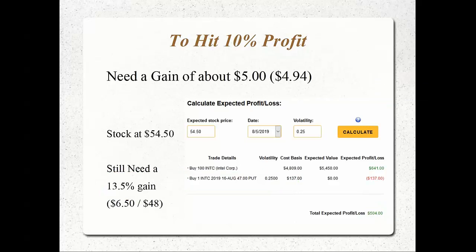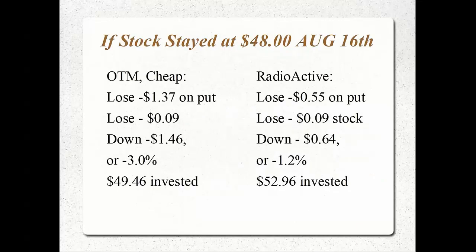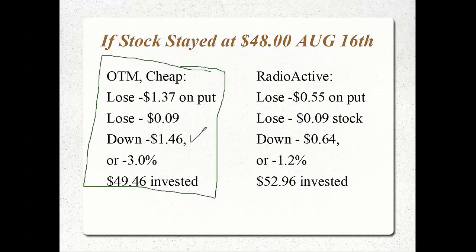All right, we know the worst case scenario, you can only lose 5%. We just showed what you'd need to make 10% in both of these positions. If the stock stays right at 48 on August 16th, near-term expiration, which was 42 days away, a little bit beyond your 2 to 4 weeks, that OTM August put that was cheap, you lose $1.37 on the put. You lose 9 cents on the stock because we bought it at 48.09. So we're down a total of 146. Your 47 put expires. Lose all that time value. You're down 3% on 49.46 invested.